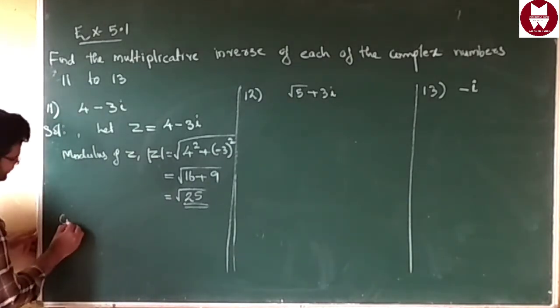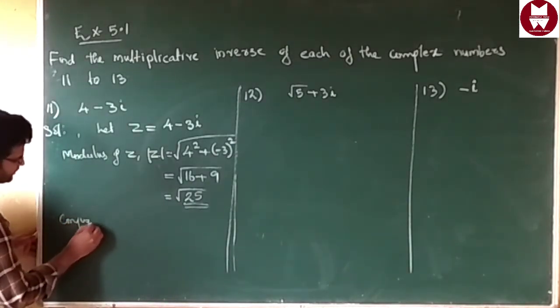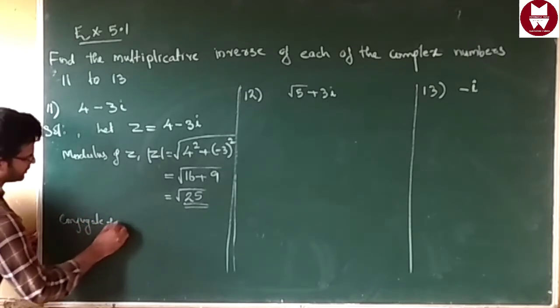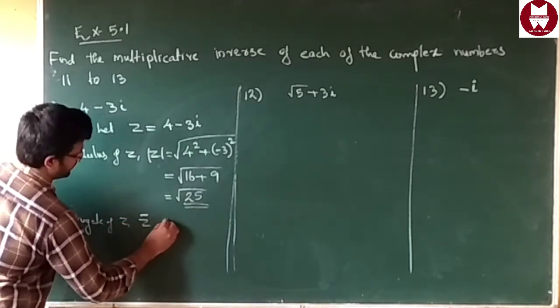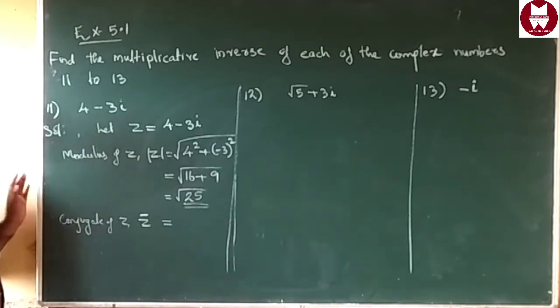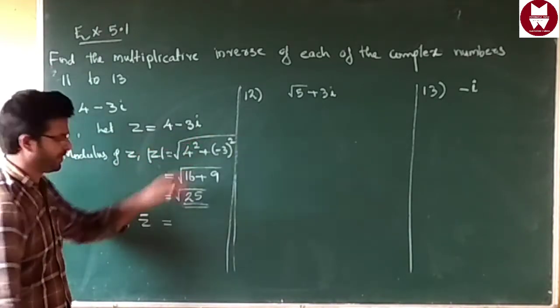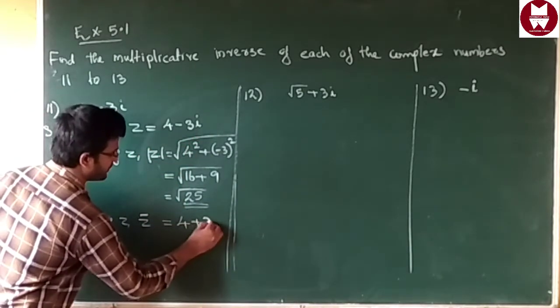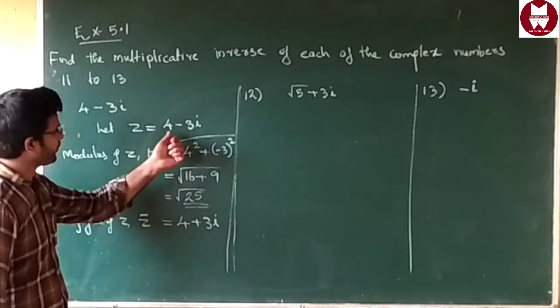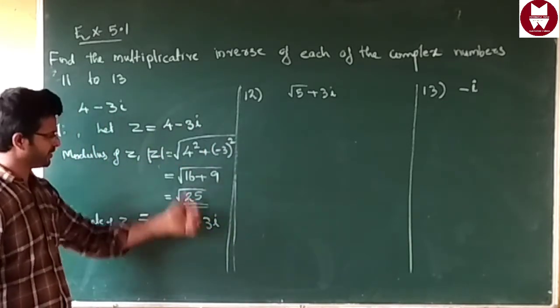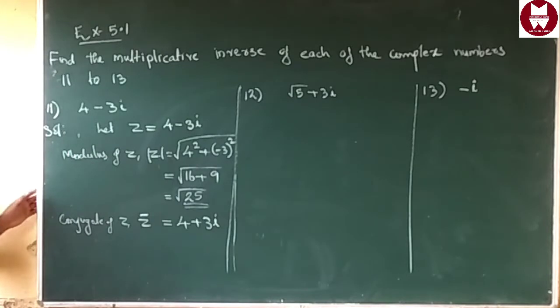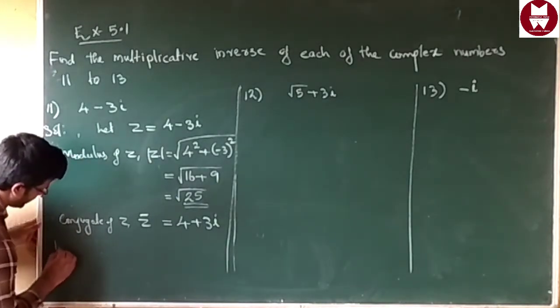Then the conjugate of z. Just change the sign of the imaginary part, that is 4 plus 3i. In the question it is given as 4 minus 3i. This minus changes to plus. Then the inverse.